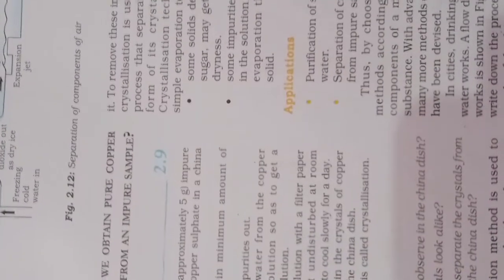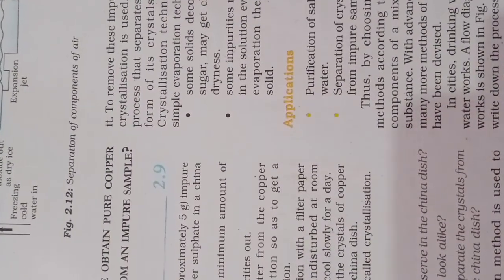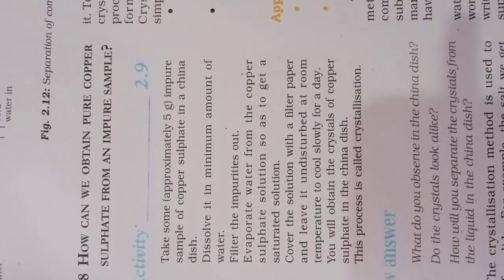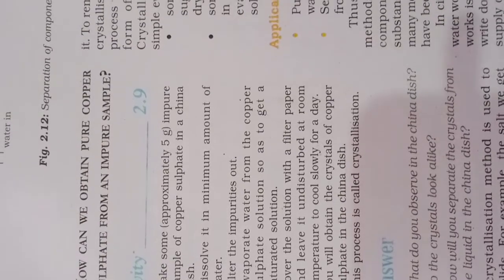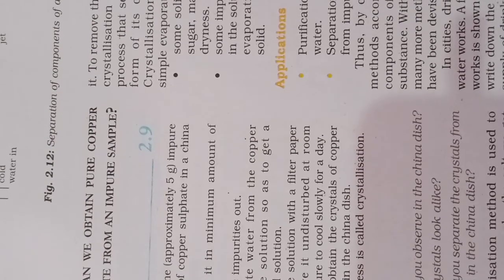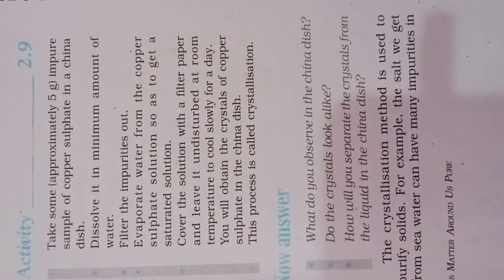Now we'll see how we can obtain pure copper sulfate from an impure sample. For this you need to use the crystallization technique. The crystallization method is used to purify solids.